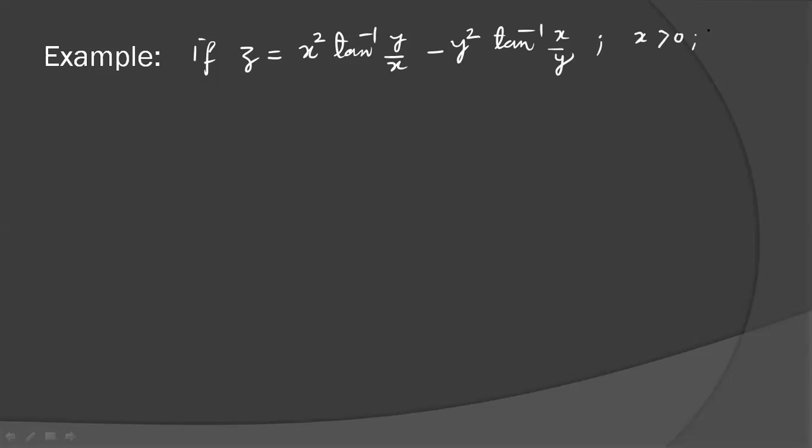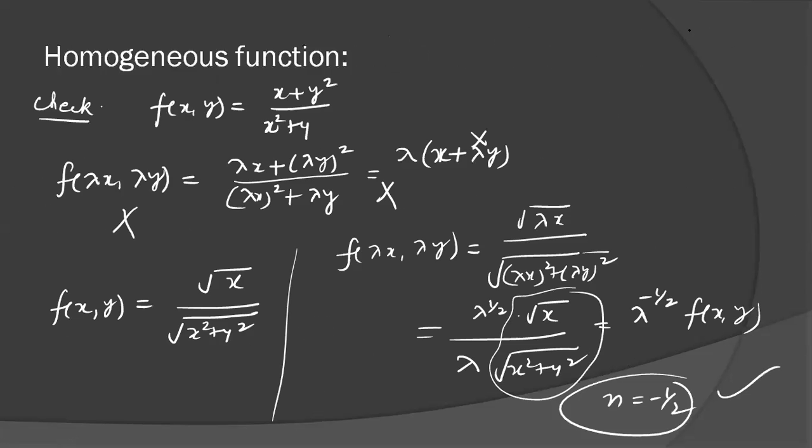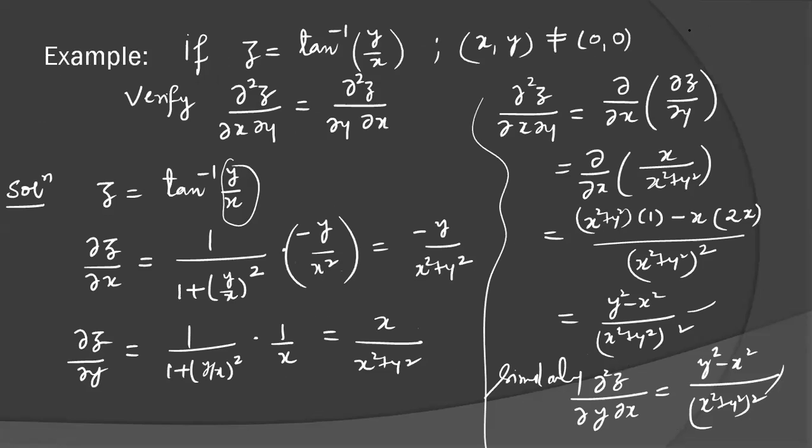Let's see some examples based on Euler's theorem. If z = x² tan⁻¹(y/x) − y² tan⁻¹(x/y), and x and y I am taking both are positive. In the mixed derivative condition, you discussed this problem. Remember here also x and y are positive.